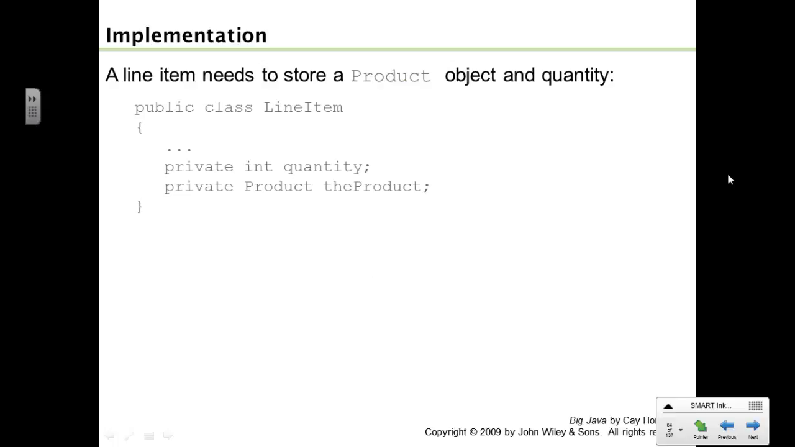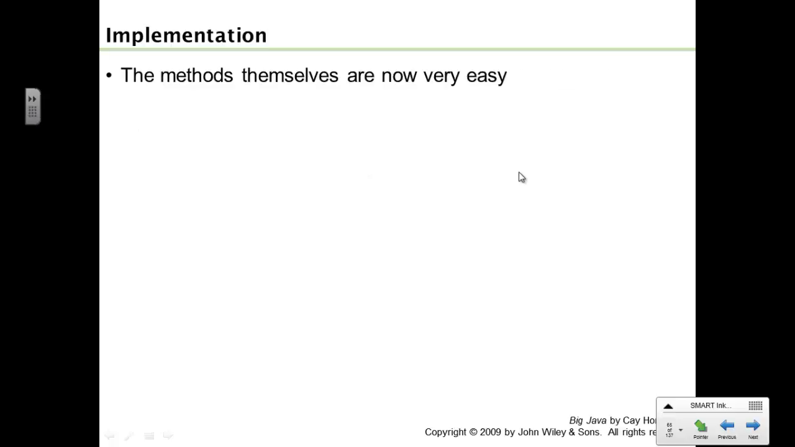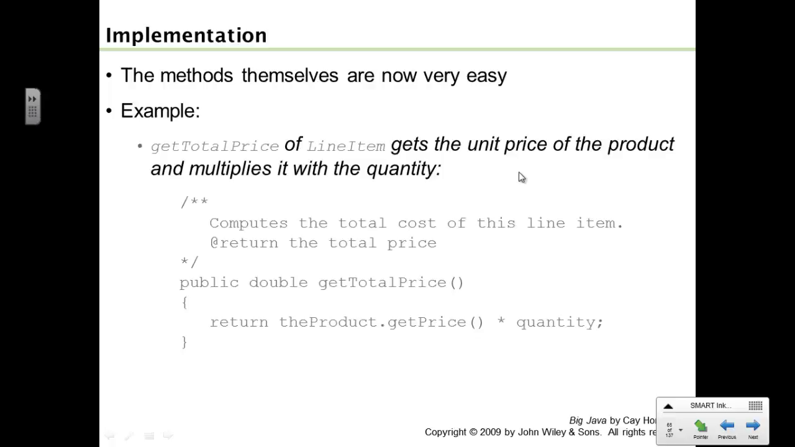Line item needs to store a product, so I need to have a product instance field and a quantity of those products that I'm going to have. Each line item is a unique product and a unique amount. Methods, then, we would fill in pretty easily. So getTotal just needs to get my price times my quantity. It's pretty simple.